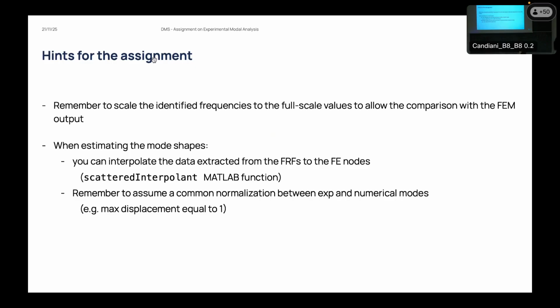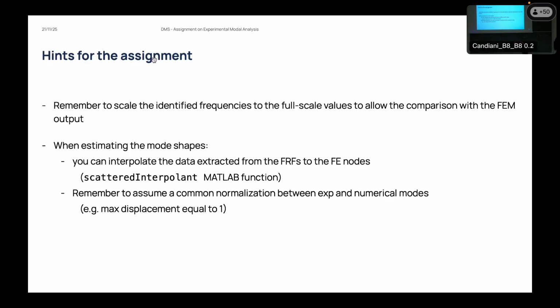Some suggestions that I think I already mentioned. Remember to scale the identified frequency. You located the frequency in the experimental data between 2 and 8 Hz. Before comparing them with the one from the finite element approach, please apply the scaling factor, otherwise they won't match anyway. They are always below 1 Hz and you are looking for frequency between 2 and 8 Hz, they won't match at all. So apply the scaling factor before saying that they are not matching.